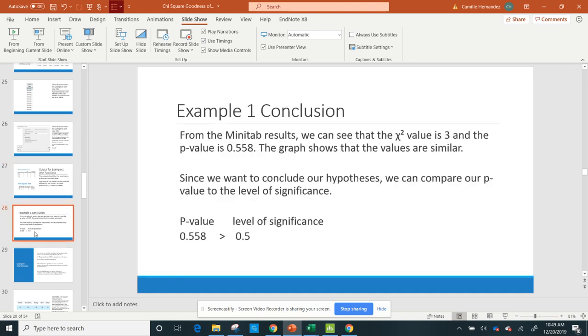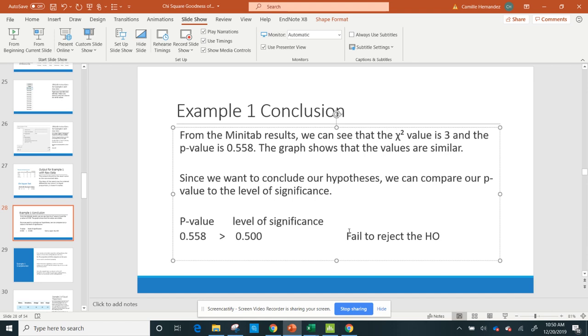So from the Minitab results, we can see that the chi-squared value is 3 and the p-value is 0.558. So if I want to conclude my hypothesis, I've got to compare our p-value to our level of significance. We did that with z-test and t-test. So this is very familiar to you. So again, I'm looking at 0.558 is greater than my level of significance. If you're confused, add the zeros. So again, your decimals equal each other. So because 558 is greater than 500, I fail to reject the null.